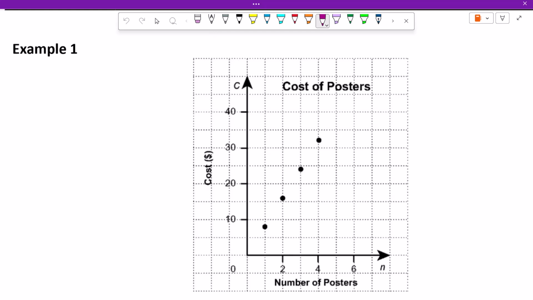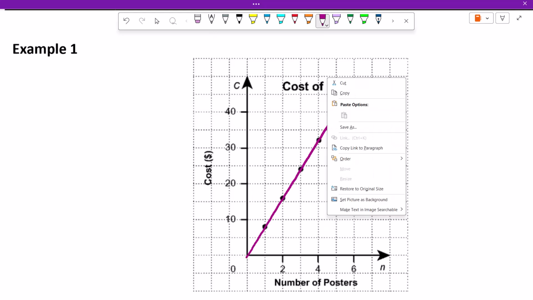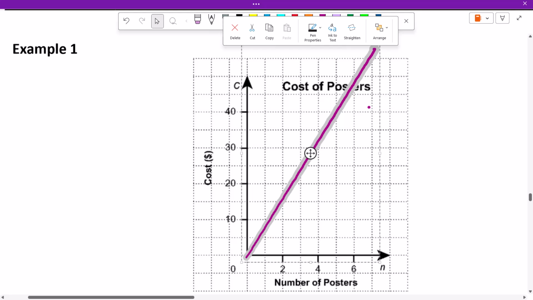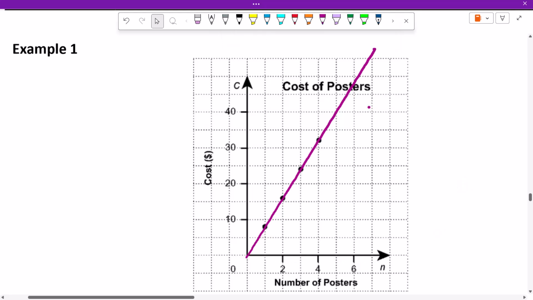Oh, there's my pen. Oops. And let's go here. And it goes like that. Right? So there is our line.